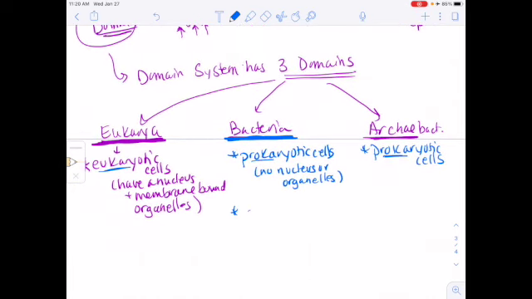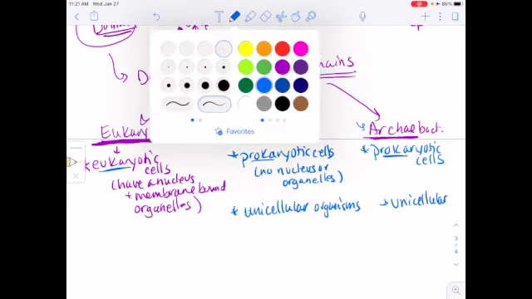Bacteria are all unicellular organisms, and so are archaea bacteria. They are unicellular. So far I'm not seeing any difference between bacteria and archaea. There is a difference. We will get there in a moment.